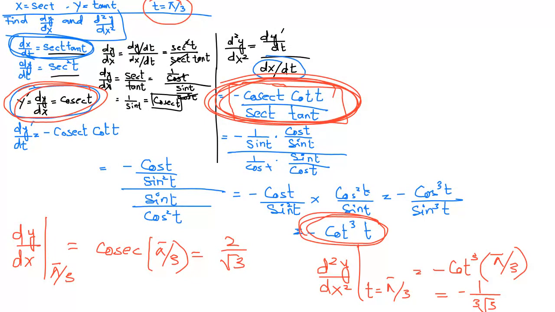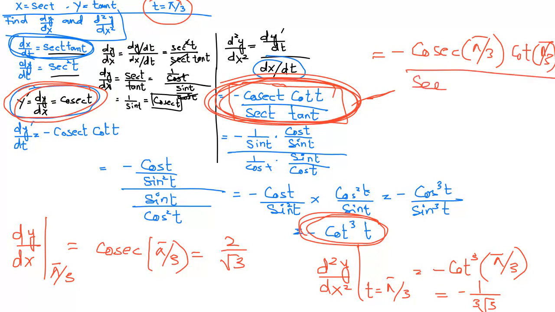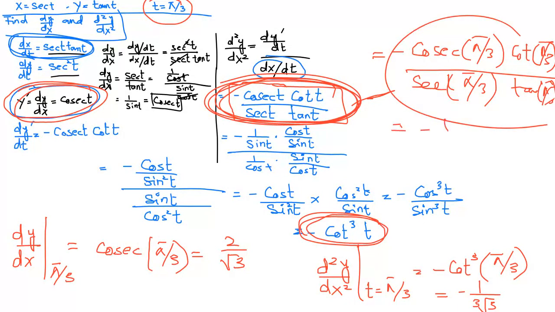Okay, so you can calculate this value from the calculator. You can substitute the value pi by 3 here: cosecant of pi by 3, cotangent of pi by 3 divided by secant of pi by 3 and tangent of pi by 3. From the calculator, if you calculate this value, you will also get the same result, 1 divided by 3 into under root of 3. Okay, so this is from the calculation. So this is the simple method to solve parametric equations and find the slope of any parametric equation. Okay, so any question you have, you can ask me.